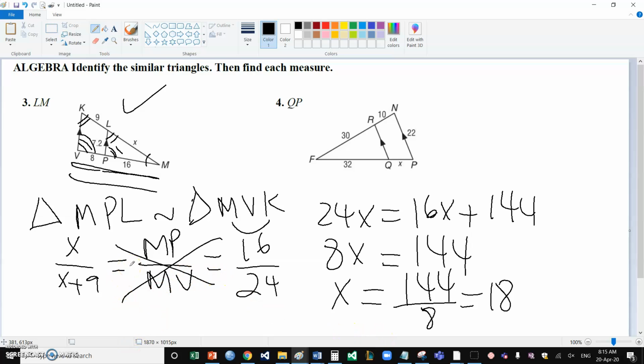Make sure you understand how we got this. In the small triangle, this is x. In the large triangle, this is x plus 9. So be careful with that. Same thing here: in the small triangle, this is 16. In the large triangle, this side is 16 plus 8, which is 24. Let's move on to the second example.